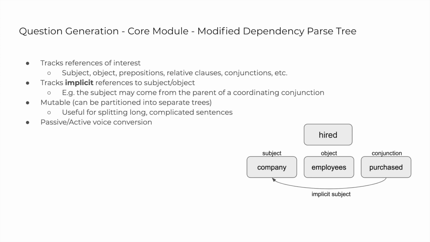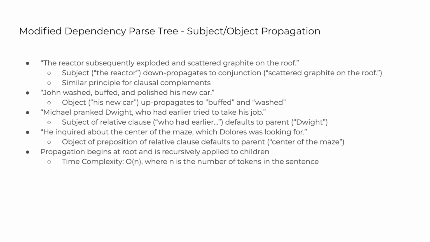It tracks implicit references to subjects and objects through a propagation algorithm, where the subject may come, for example, from the parent of a coordinating conjunction. The tree may be partitioned and can convert passive phrases into the active voice. The propagation recursively spans the whole tree and employs a rule set that determines whether subjects and objects propagate down or up through conjunctions, complements, and clauses.